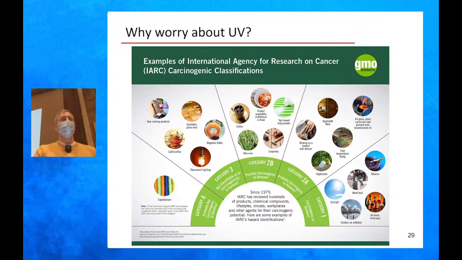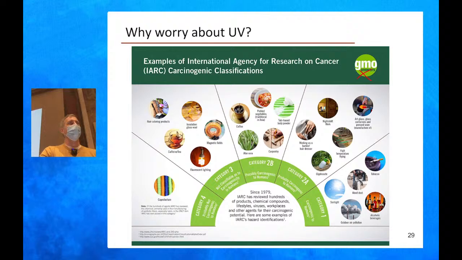So why do we care about all this UV light? Why do we care if the ozone layer disappears and we get a little bit more UV light coming to the surface of the Earth? One of the issues is, this is returning back, by the way, I took this from like a GMO place.